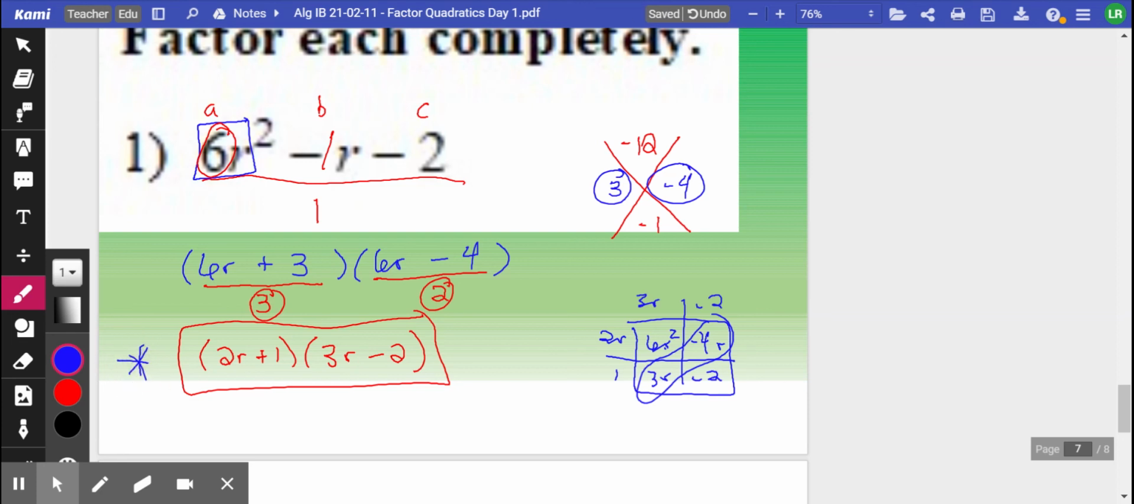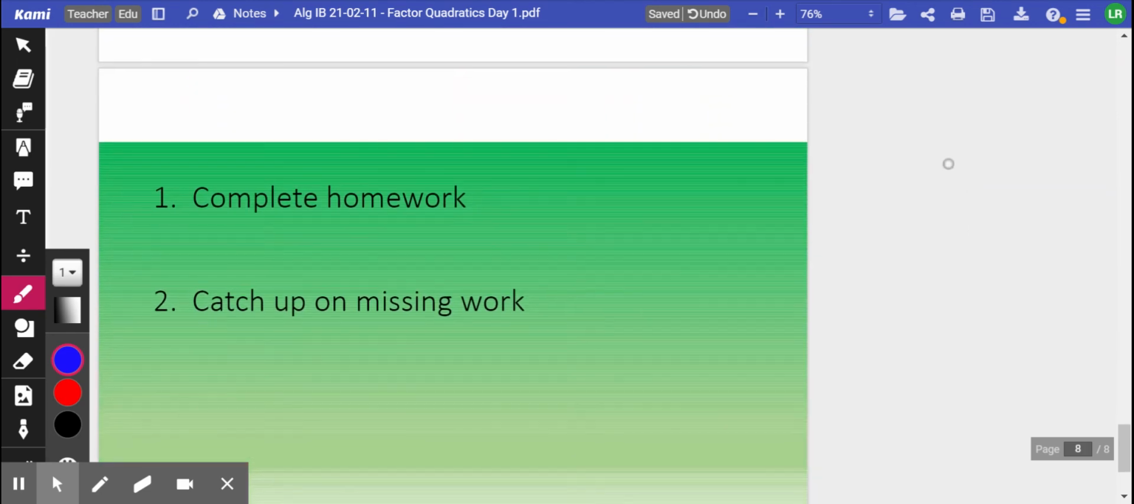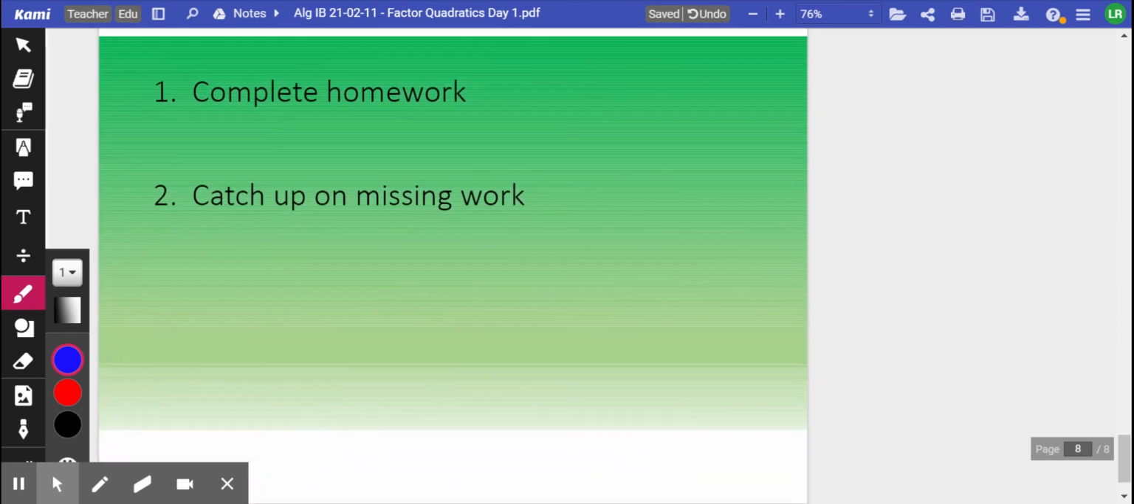Okay. All right, what you need to do now is you need to go ahead and complete your homework assignment. There's 10 problems on it. When you're done with the homework, make sure that you are working on any missing assignments, any missing work, especially in regards to quizzes and your tests. All right, we will see you later.